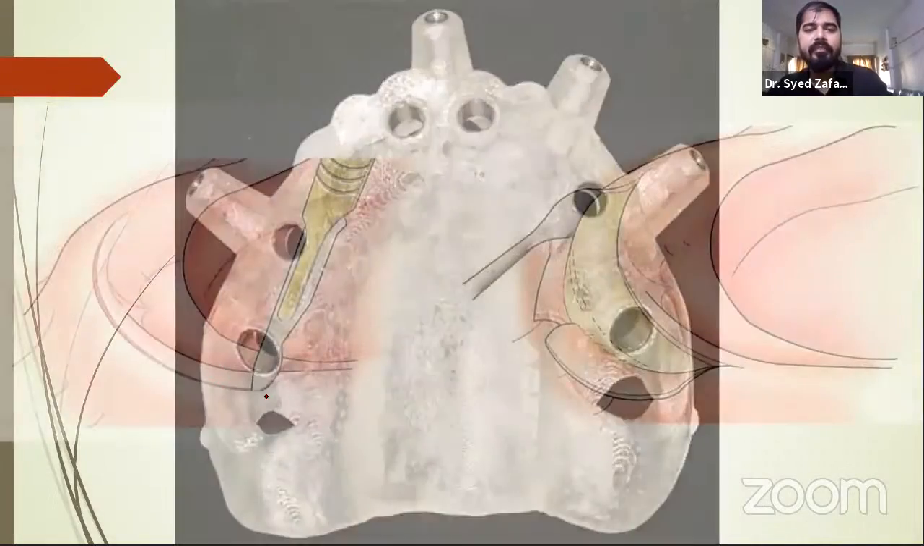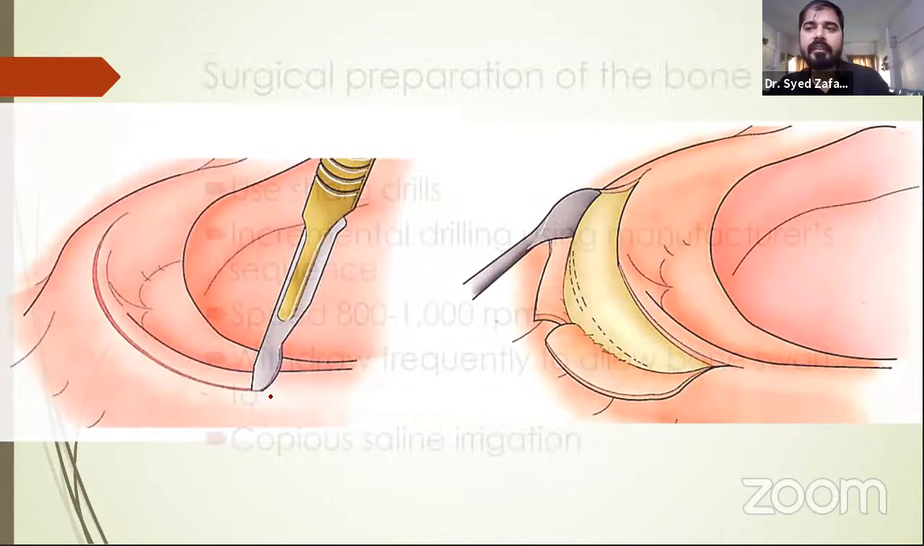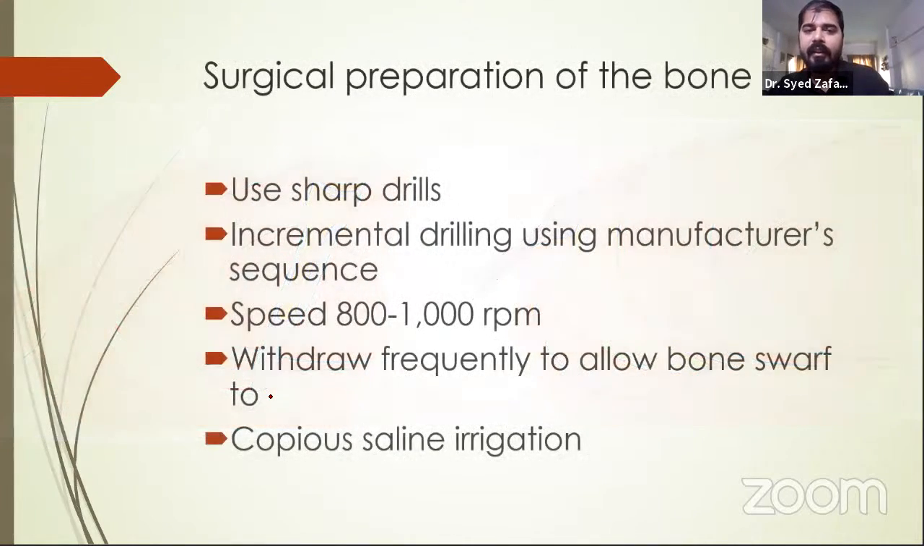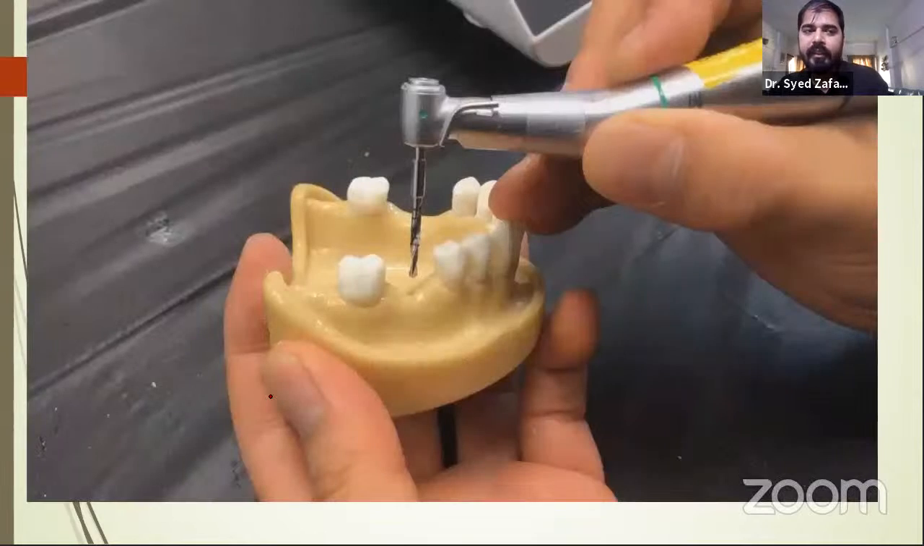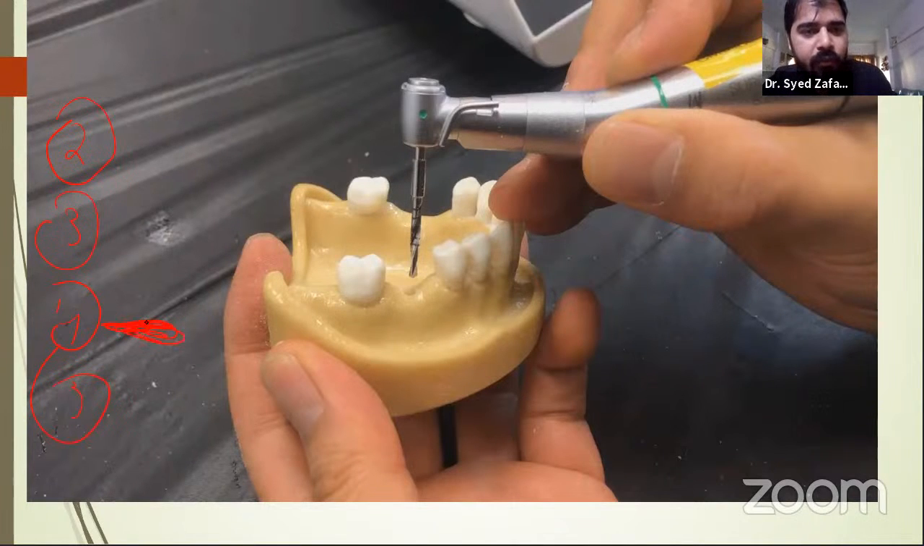First of all, we give an incision and raise the flap. We will start with the initial drill. After the initial drill, there are different kinds of drills: 2 mm, 3 mm, 4 mm, and 5 mm, depending on which kind of implant you are placing. For a 4 mm implant, you will not jump directly to the 4 mm drill. You will first go for 2 mm, then 3 mm, then 4 mm.